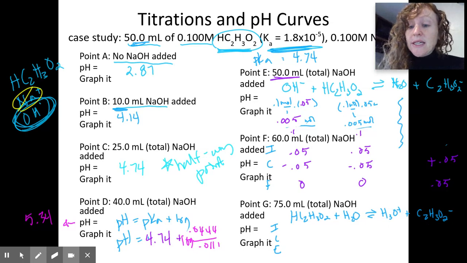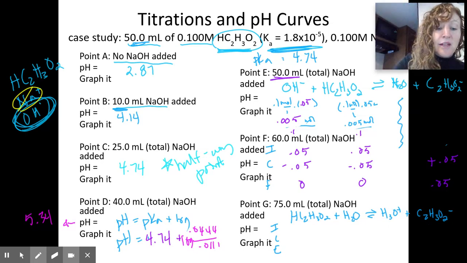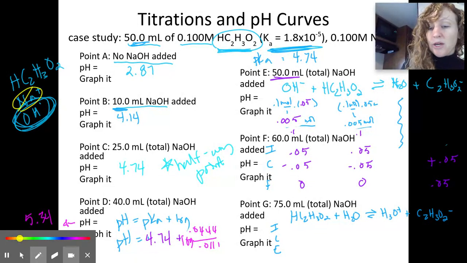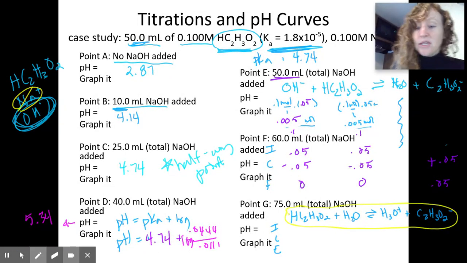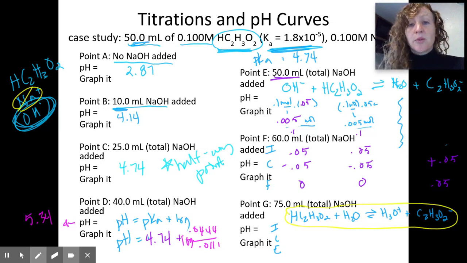Now, the only thing I have left is my conjugate base. Will it affect pH? Yes, it will. What will it react with? It'll react with water. So I can't use the reaction I have here at the bottom anymore, because I don't have a weak acid reacting with water anymore. I actually have a weak base reacting with water. So I need a different equation.